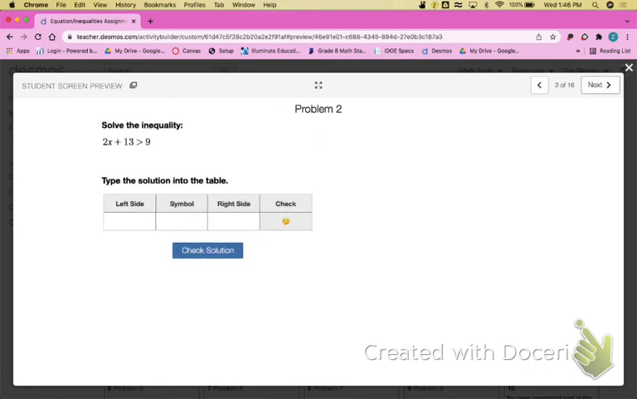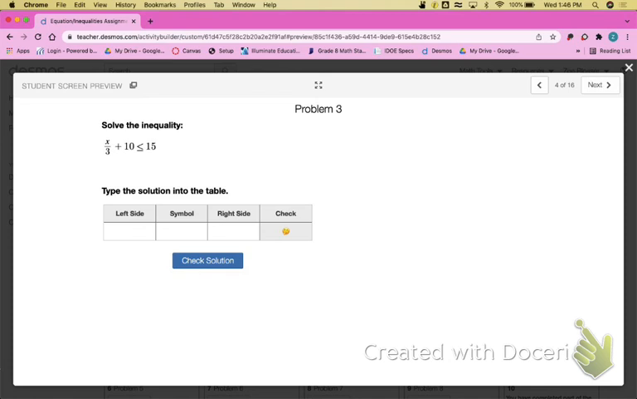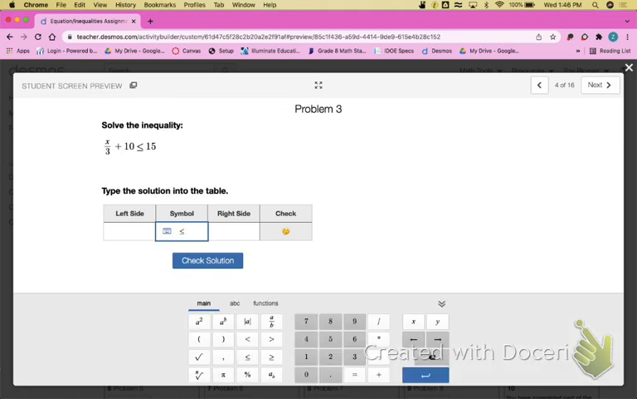One last thing, promise this is the last thing I'm going to say. When you have a symbol like less than or equal to, you can type in the less than symbol. So I'm just typing in the less than symbol, and then I'm going to type in the equals, and it will put the line underneath, or you can click the keypad and you can find it there.